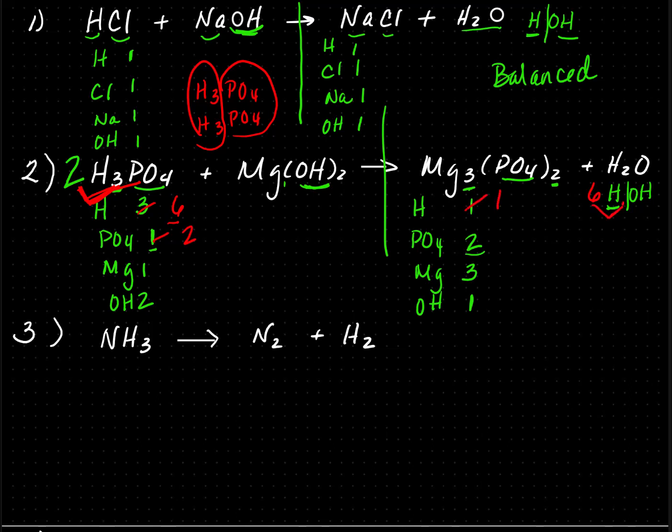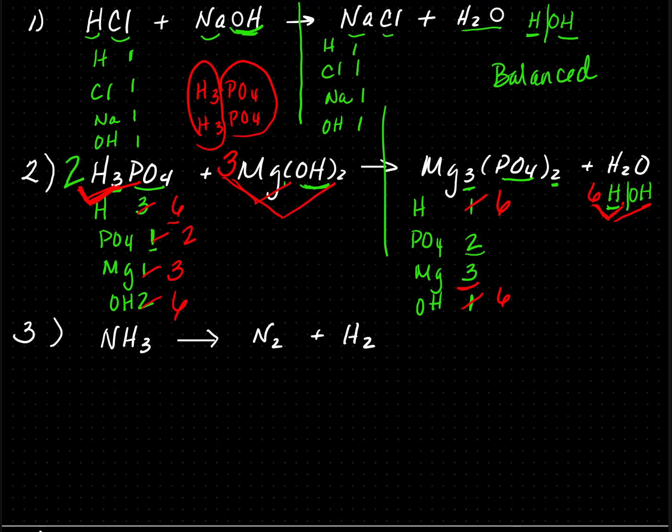My hydrogens are balanced. My phosphates are balanced. I have 6 times 1 hydroxide, so this becomes 6. So I need to balance my magnesium and hydroxide. I have 3 magnesium on the right, so I need 3 on the opposite side. So I'm going to put a coefficient of 3. 3 times 1 will give you 3. 3 times 2 will give you 6. Now my equation is balanced.